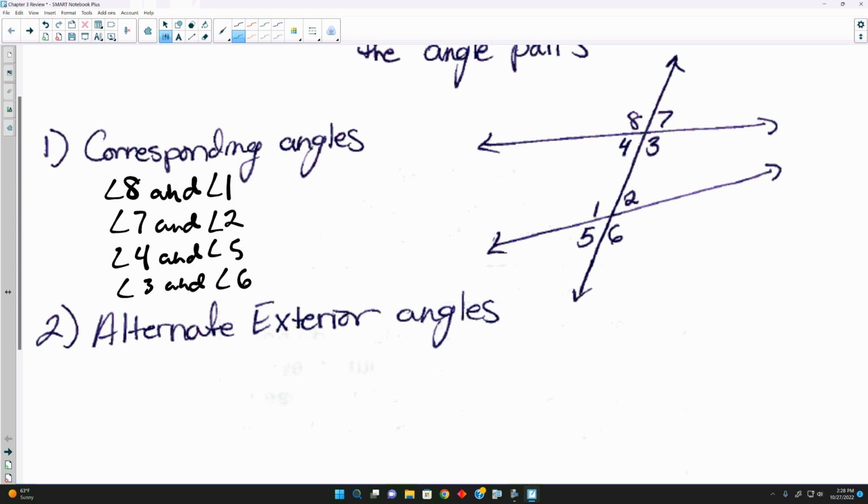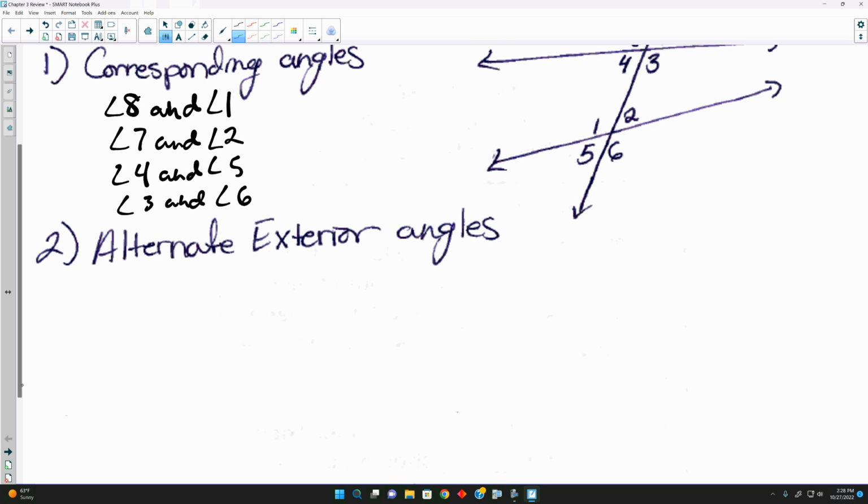Because with 8 and 1, 8 is to the left of the transversal and above the line. So the other angle that is to the left and above would be 1, because they're in the same spot. They correspond to each other. And corresponding is going to be the only one out of the 4 that actually has 4 angles.